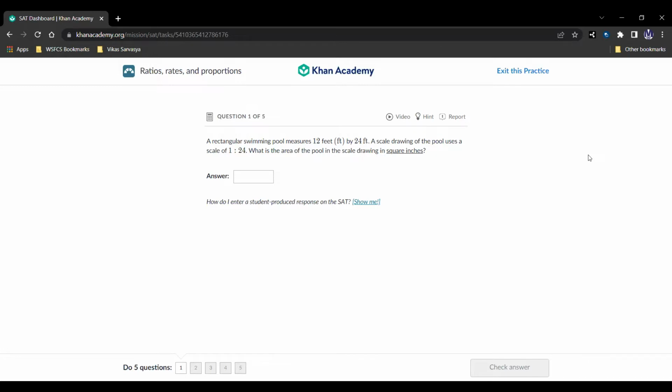And with that, let's get started on our first question. Here it is. A rectangular swimming pool measures 12 feet by 24 feet. A scale drawing of the pool uses a scale of 1 to 24. What is the area of the pool in the scale drawing in square inches? Let's see what we can do here.